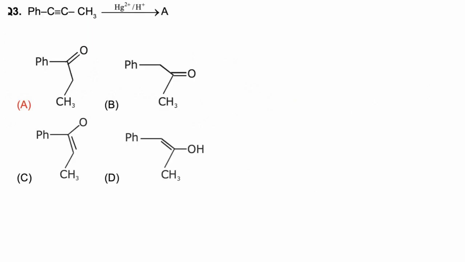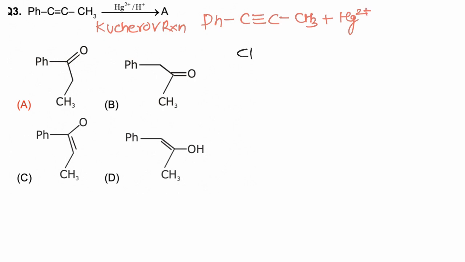In this question, we have to find the final product of the reaction. Now this reaction is an example of the Kucherov reaction. In the Kucherov reaction, mercuric Hg2+ ion is taken in acidic medium. Now alkyne acts as nucleophile and Hg2+ ion acts as electrophile, so it will be converted to a cyclic intermediate, PhC=CCH3.